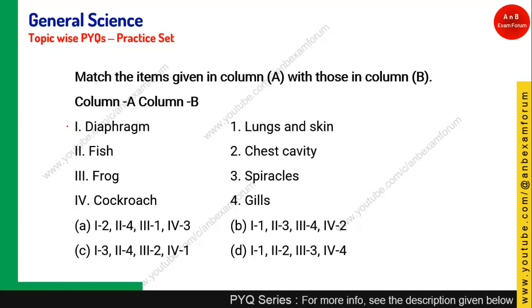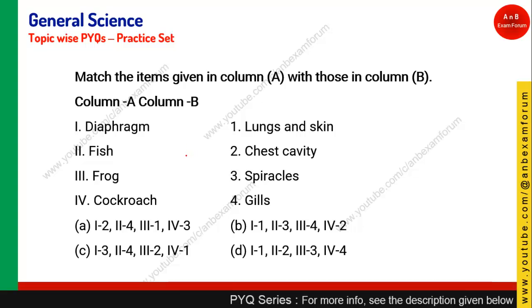Let's see the next question. It is on the respiratory organs basically, so you have to match the organ with the animal. The first one is diaphragm. Where is it present? It is present in the chest cavity. Fish, as you know, respire through gills, so 4 is the match. Frog, as you know, is an amphibian, so it respires through lungs and skin as well. So it matches with 1.